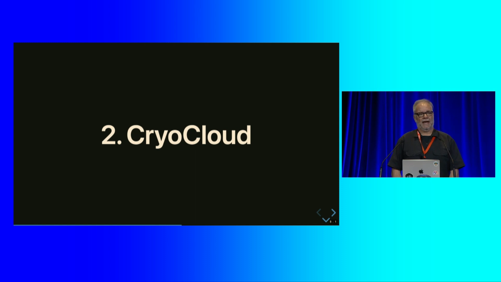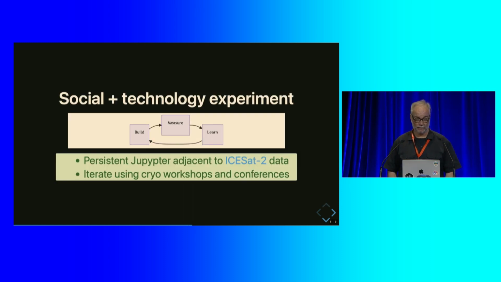So with these grand and values-based ideas, we've started an experiment to try to explore some ways that technology and social innovation might advance towards these large goals of open science, and that's CryoCloud. CryoCloud is a social plus technology experiment that involves the deployment of a persistent JupyterHub adjacent to ICESat-2 data in US West 2 AWS, and it's also adjacent to lots of other open data that NASA has made available for researchers.